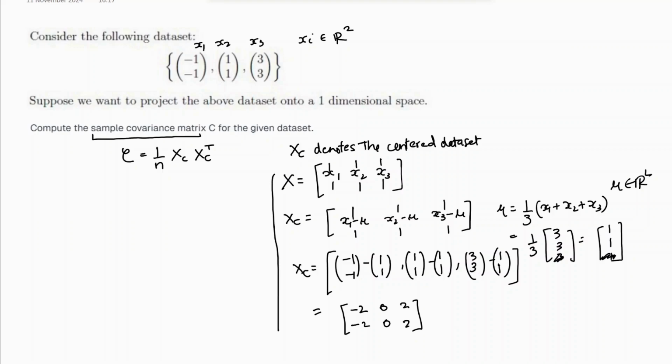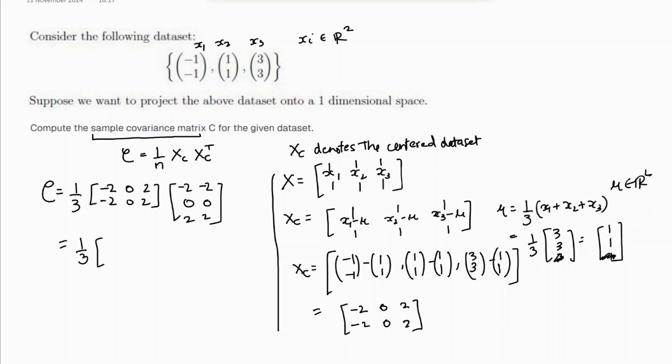Now let's go back and compute the sample covariance matrix, which is given by 1 by n. Instead of n, I'll write 1 by 3. And then Xc, which is minus 2, 0, 0, 2, 2. And then Xc transpose would be minus 2, 0, 0, 2, 2, the transpose of that, right? Now this will be equal to 1 by 3 times of 4 plus 4, which is 8. Again 4 plus 4. So all of them are 8, right? So this is the sample covariance matrix for the particular data set.